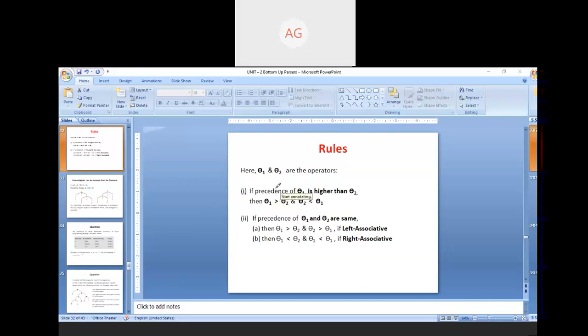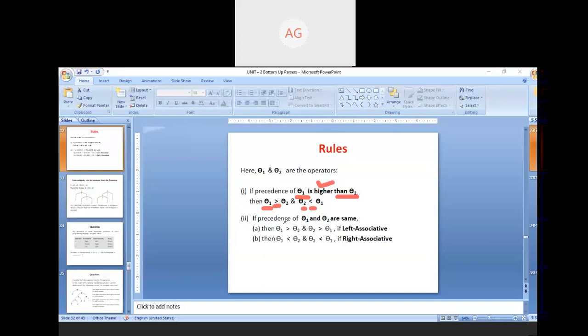According to the first rule, if theta 1 and theta 2 are operators, and if the precedence of theta 1 is higher than that of theta 2, then we can write theta 1 is greater than theta 2, and also if we write theta 2 first, then theta 2 is less than theta 1. As theta 1 has higher precedence, theta 1 is always greater than theta 2, whether it comes first or second.